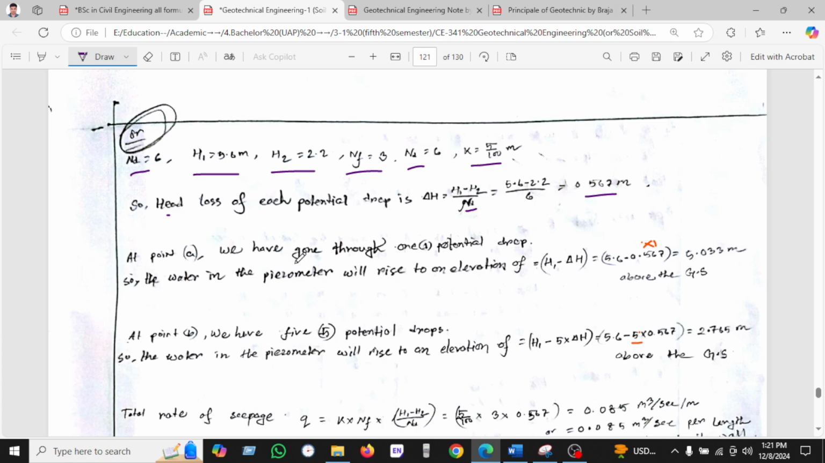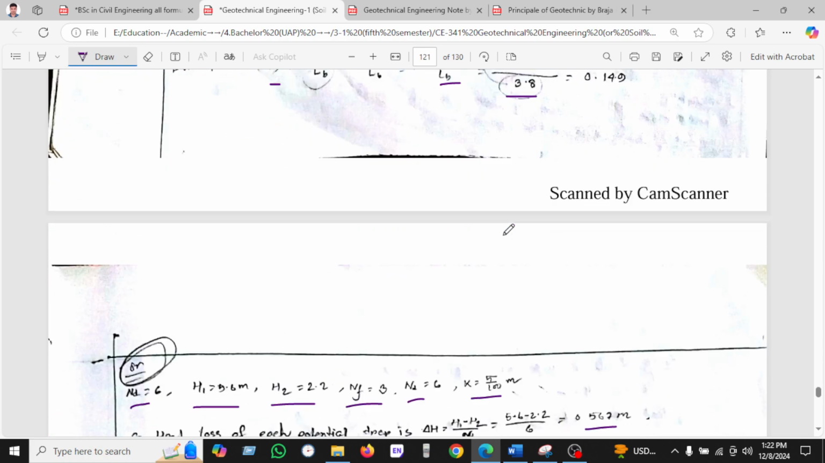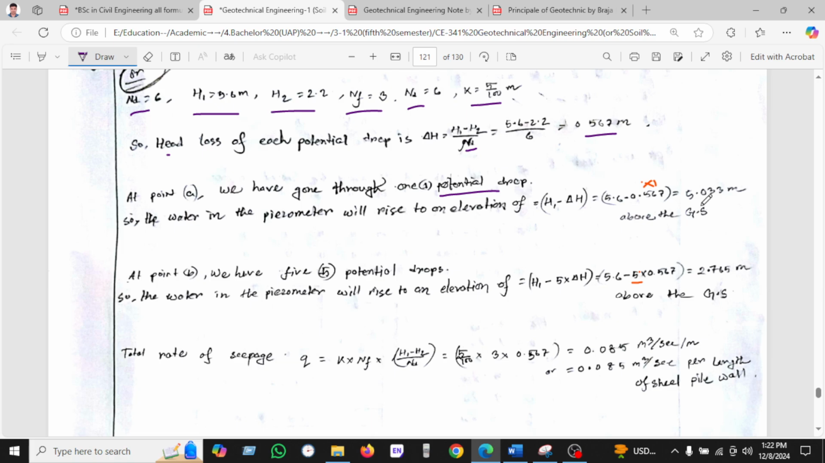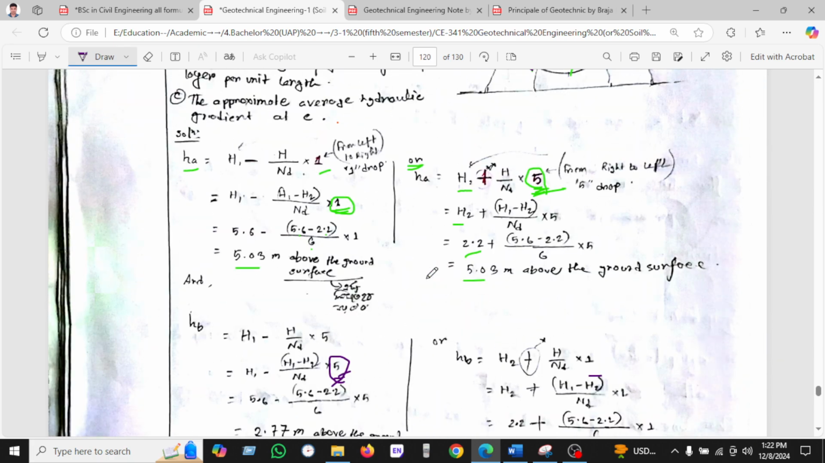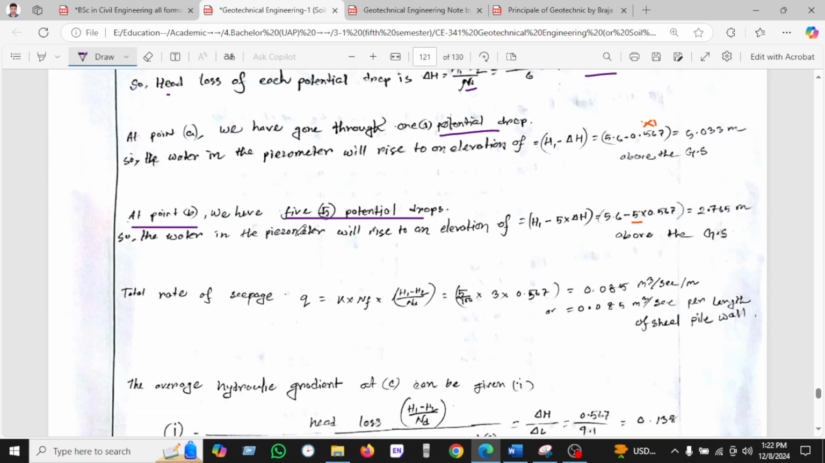At point A, we have to go through the one potential drop. So the water in the piezometer will rise to the elevation H1 minus ΔH, and we will multiply by 1 because we are calculating from this point, and found 0.583. At point B, we have 5 potential drops. We can see here 1, 2, 3, 4, 5. So we will multiply by 5. The water in the piezometer will rise above the sea level to H1 minus 5 into ΔH.